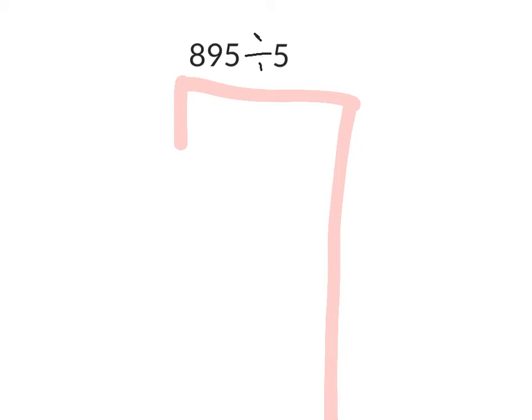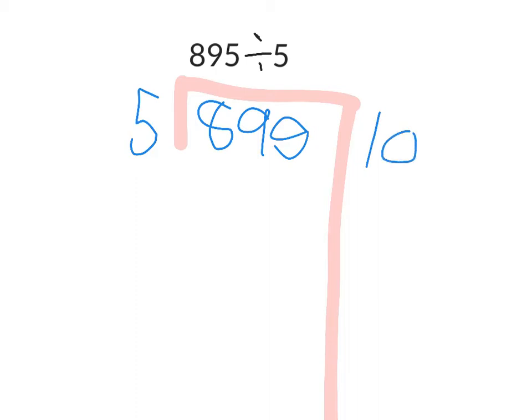895 divided by 5. To set it up, you will have your smallest number, for me it is 5, right here. Then your biggest number, which for me is 895, right here. Then you want to see if you can subtract 500 from 895, which I can, so I put a 100 here because I can only do it once. So I put 100. Then I do 500 and subtract it.